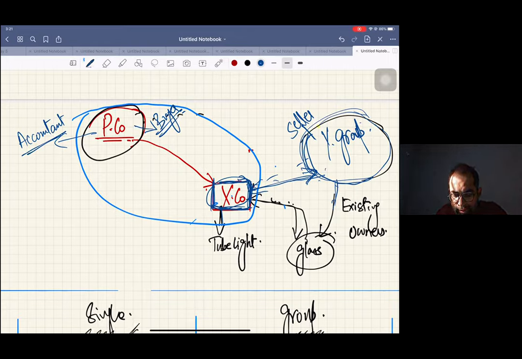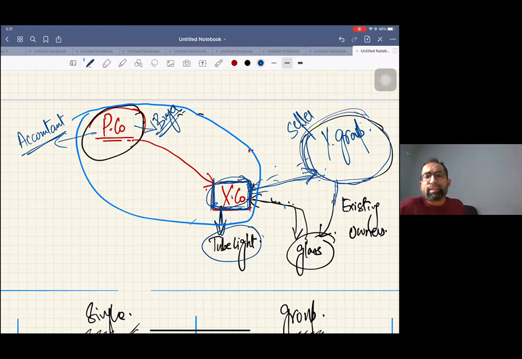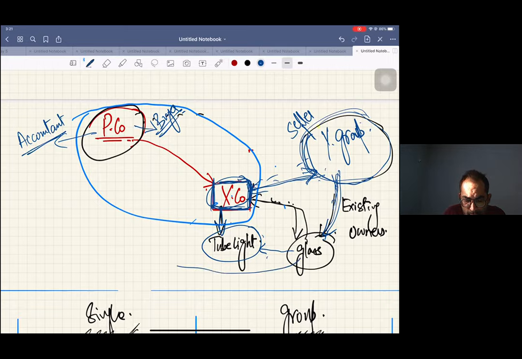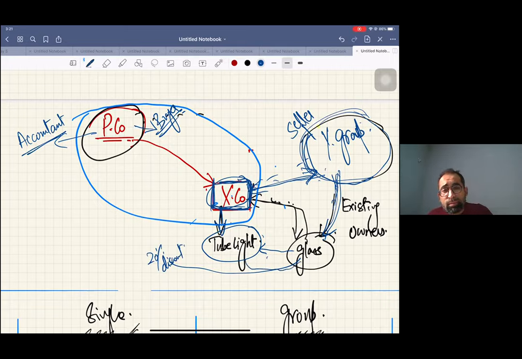The first example, let us say this X company manufactures tube lights. For tube lights, the raw material is glass. So they used to buy glass from the Y group of companies, the same group. Now, as they all belong to the same group, they are getting the glass at a 20% discount from the market price.